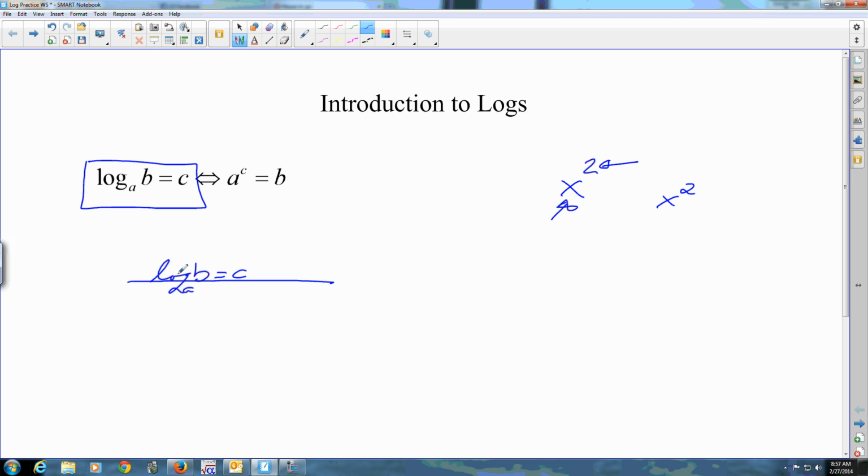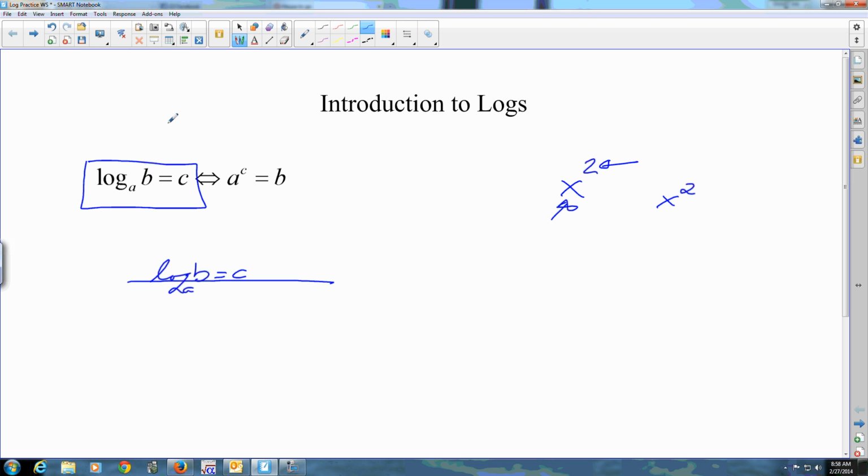Okay. So log base A of B is C. That means exactly the same thing. These are synonymous with each other. These are synonyms. Is A to the C equals B. So A to the C is B.